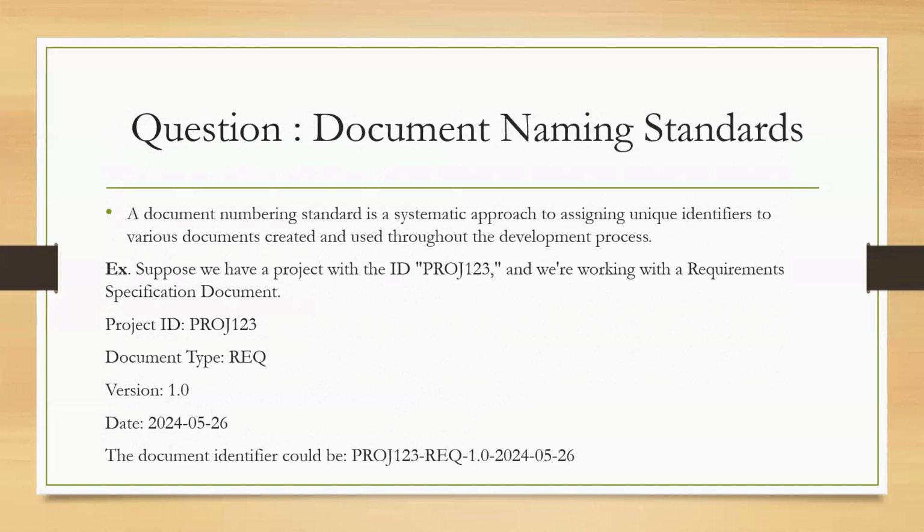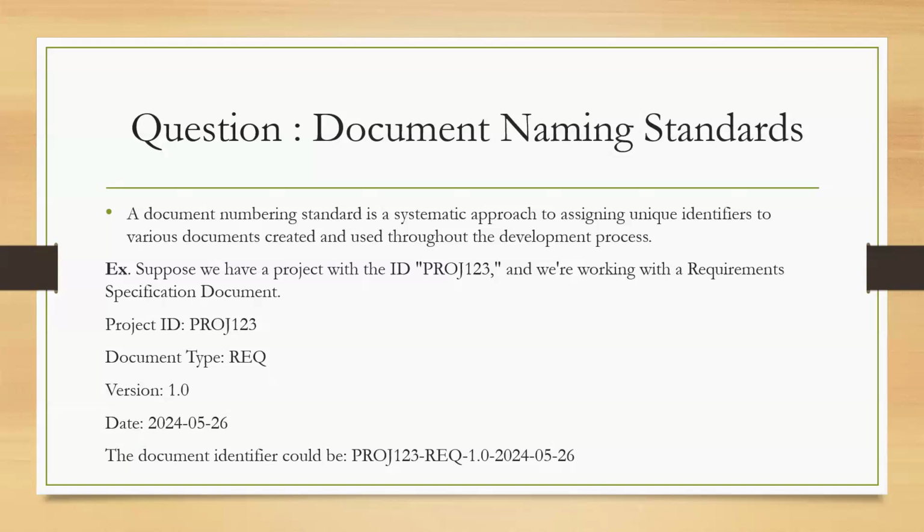Okay. So what is a document naming standard? The document naming standard is a systematic approach to assigning unique identifiers to various documents created and used throughout the development process. So once you have prepared your documents, we would be naming them with some document standard. There is a format to name that. I think you might know, right? In your systems, you'd be saving your Excel in the form of .xls extension and Word documents with some other extension, right? In the same way, for whatever documents you are creating for your project, there is one format to follow.